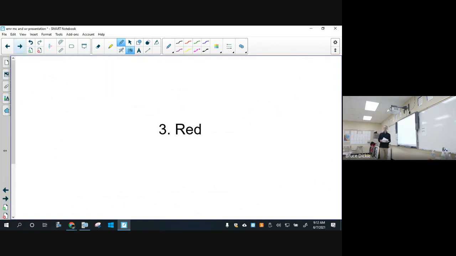Answer to question number 3 in your little quiz to see if you're paying attention and following along is red. So write that one down so that you don't miss it. Number 3 is red.